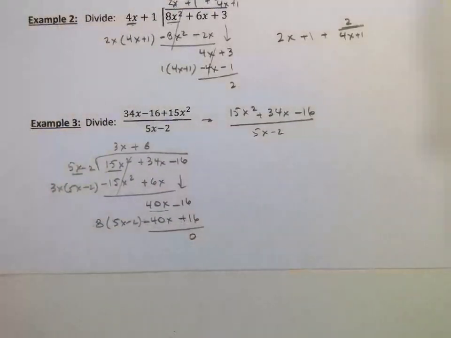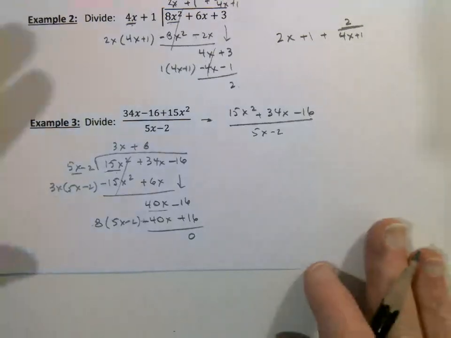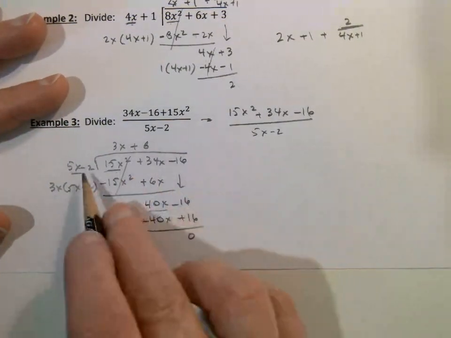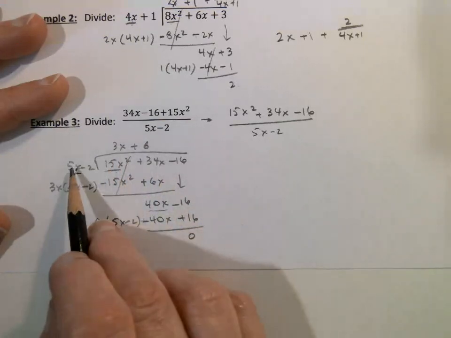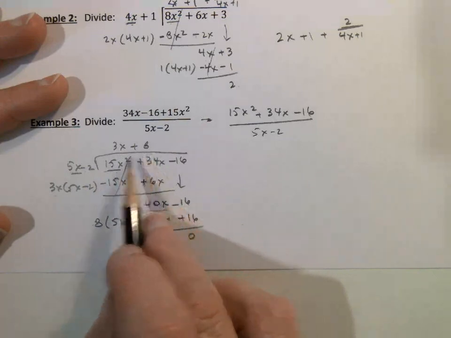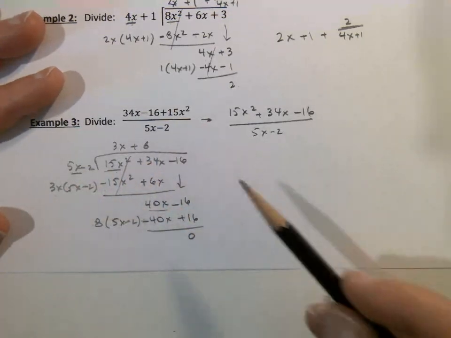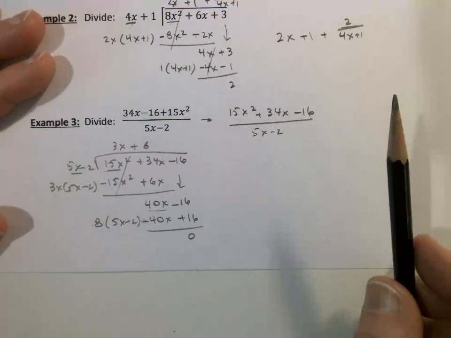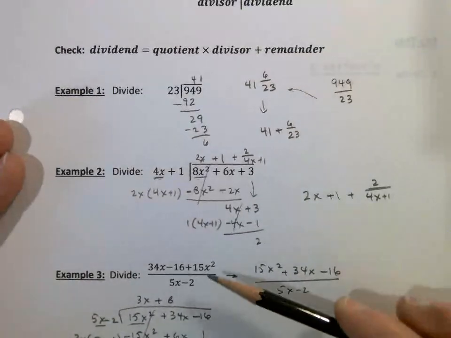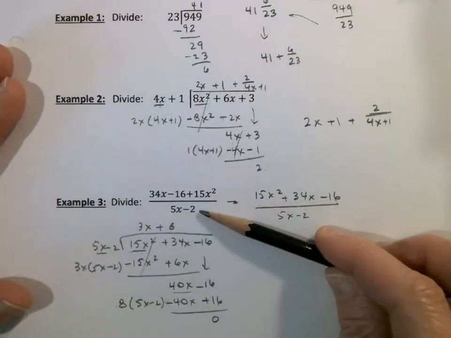And here I got a remainder of 0. So that tells me that if I had factored this, my two factors would have been 5x minus 2 and 3x plus 8, because 5x minus 2 went in evenly. But to go through all that slide, divide, bottoms up and all that, this was just a little bit quicker. So this is an example of when the polynomial is divisible by the divisor.